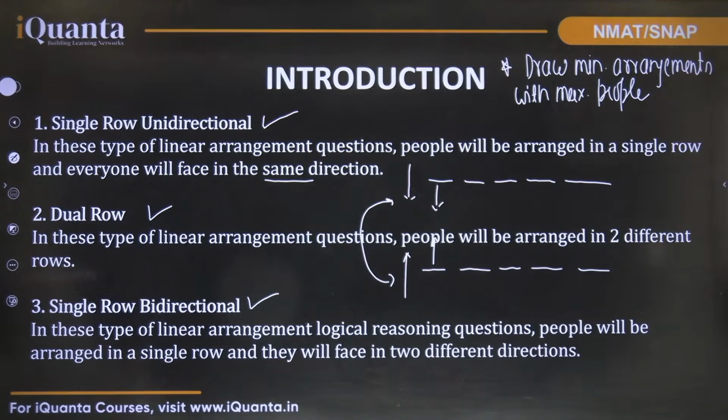All right. Bhavi is asking a question. Is it possible that in dual row, both rows are... yeah, this is possible. This is possible, definitely. But usually it doesn't happen. Usually they give us that in dual row, people are facing different directions. But what you are saying is also possible.